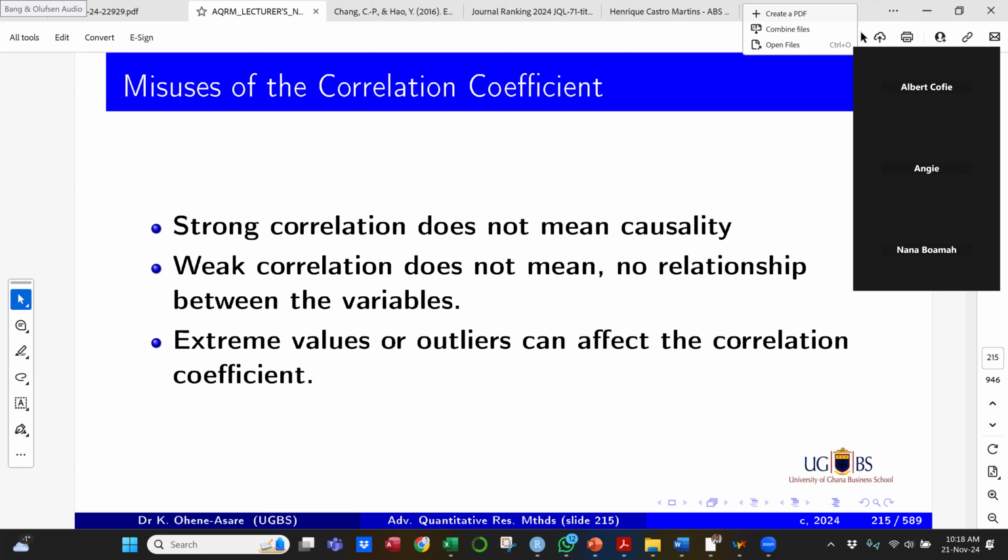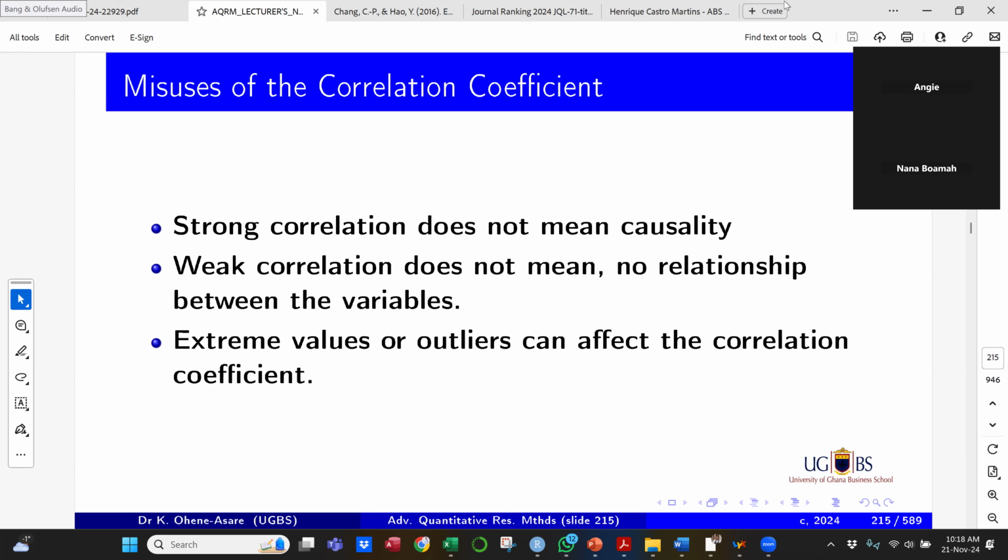Good. Very, very good. Guys, let me ask you something. Angie, you have another one to give. Yes, I wanted to use increase in age and certain types of cancers.